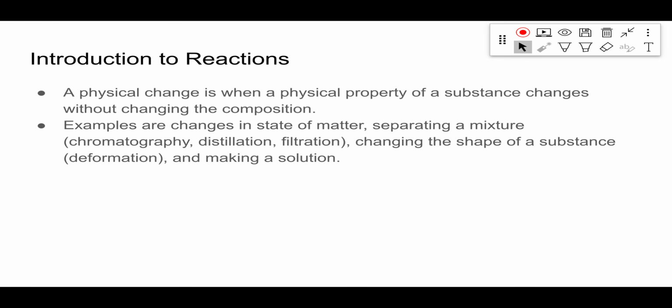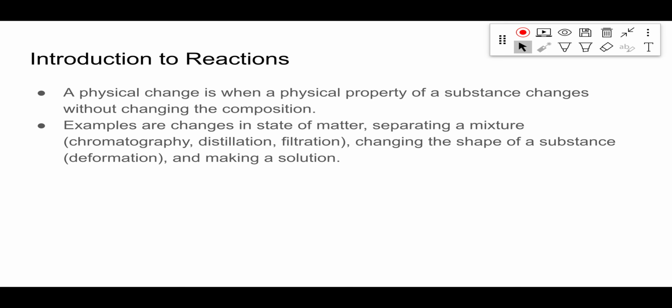So in a physical change, you're changing something about a physical property of that substance, but you're not changing its composition. A really good example would be if I take ice out of the freezer and set it out on the counter, it's going to melt and change from a solid to a liquid because of the room temperature. But I didn't change its chemical composition. So it's H2O when it's solid, it's H2O when it's liquid. And if I took that water and boiled it and it changed into a gas, it's still H2O. So phase changes, or changes in state of matter, are going to be considered a physical change.